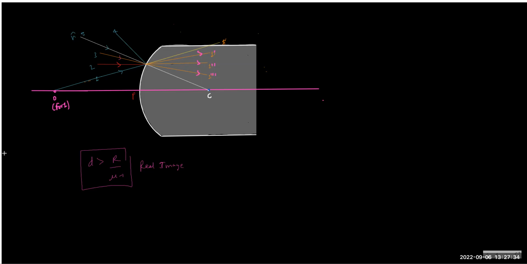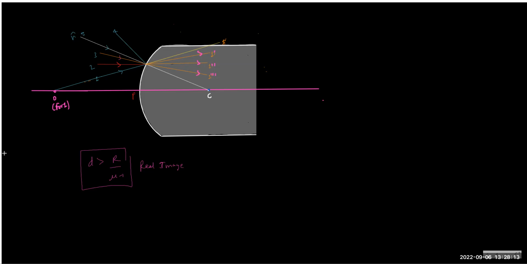Anything beyond 2, everything is going to be real. 100% real. The only possibility of not being real is 1. So 1 would be one possibility, if it is less than R by mu minus 1. So when the object is very close to the P, it will form the virtual, otherwise it is going to form real one. Now I hope this makes everything sense, like why and when.